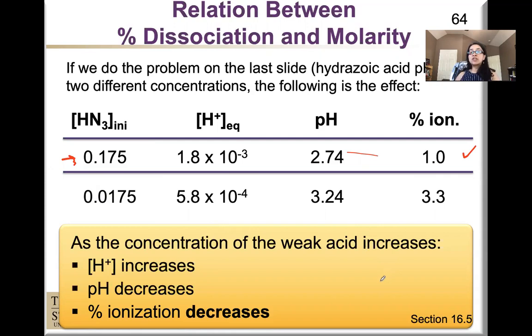So this is a relationship that I want you to remember. As the concentration of the weak acid increases, the hydrogen concentration at equilibrium is going to increase. The pH is going to decrease, because now you have a more acidic solution. And my computer is dying, it doesn't let me write. And finally, the percent ionization is going to decrease, okay?